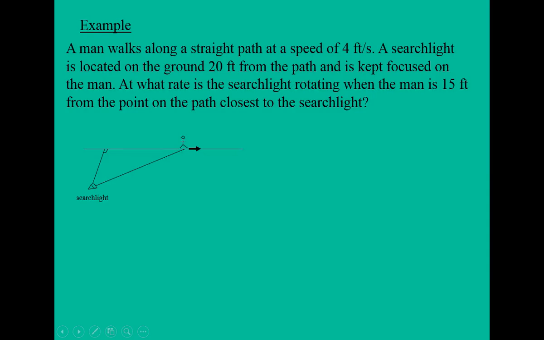Another problem. A man walks along a straight path at a speed of 4 feet per second. A searchlight is located on the ground 20 feet from the path and is kept focused on the man. At what rate is the searchlight rotating when the man is 15 feet from the point on the path closest to the searchlight?